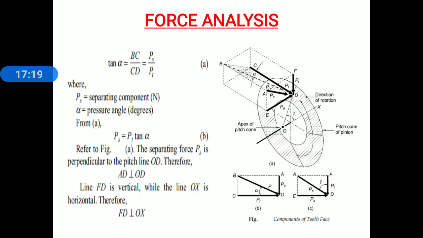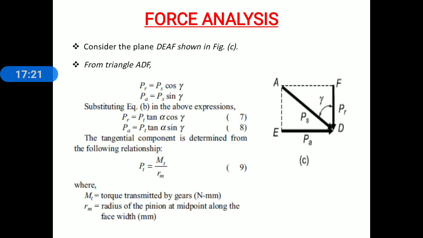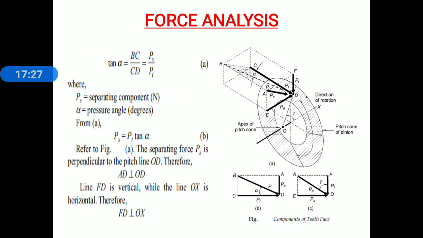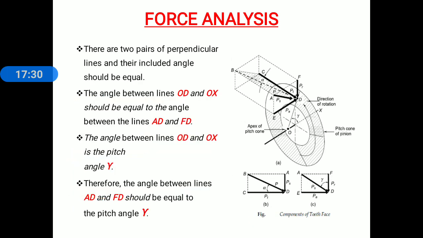Okay, now from equation B, here we substitute the value of PS in these two relations. We know the value of PS. PS is equal to PT into tan alpha.